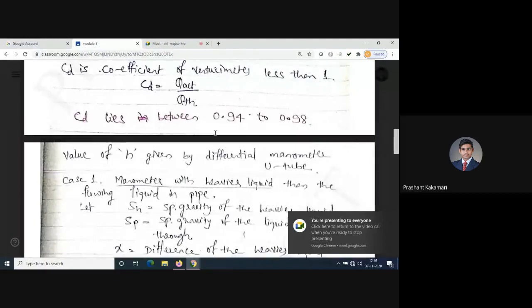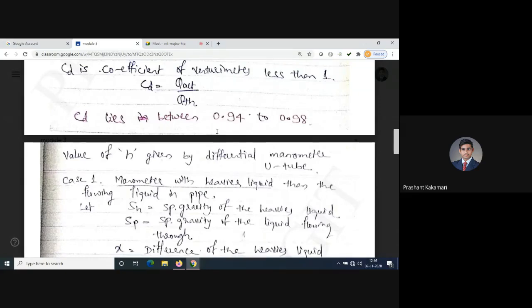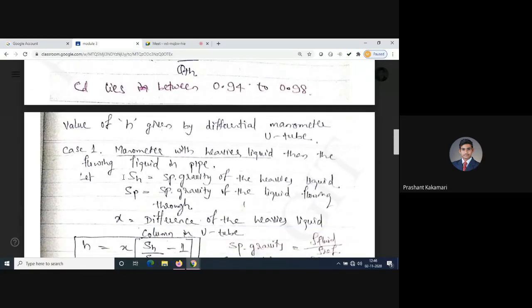Now coming to the manometers, how to find this head. You already know some equations; we are recalling the same thing in the theory also. Consider case one, where the manometer uses a heavier liquid than the flowing liquid. In theory, I am just representing the units and notations; you can follow any notations as per the lab or the theory. The values of the equation parameters will not change, only the notations and units may be different.